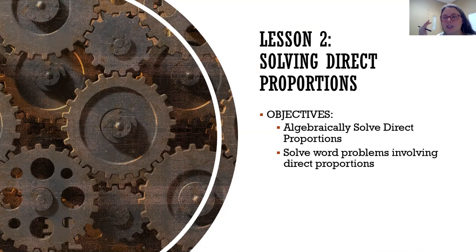All right, so the second part, now that we know how to write ratios, we're going to look at how to solve what's called a direct proportion. So I'll define for you what a direct proportion is. A direct proportion is two things that are directly related. So if one quantity increases, the other quantity increases.